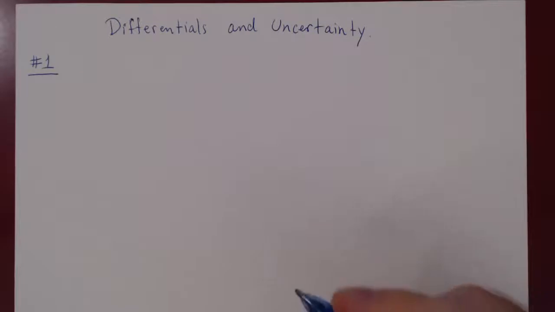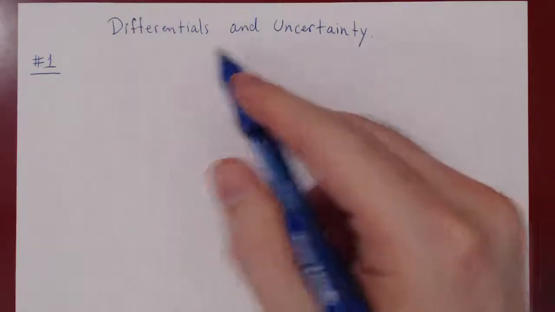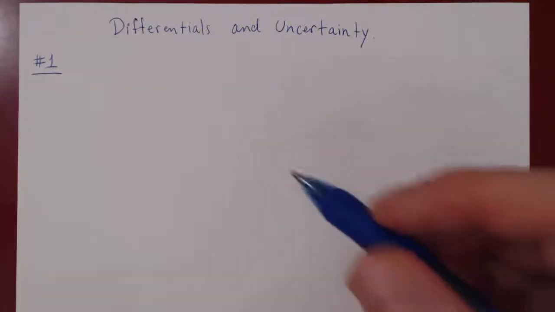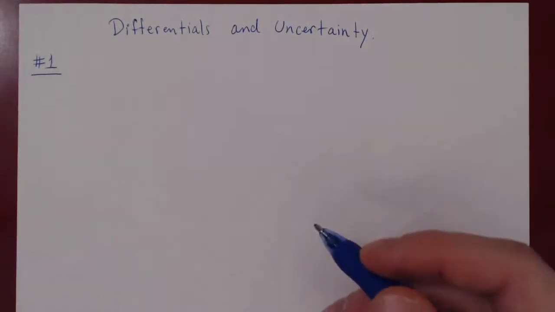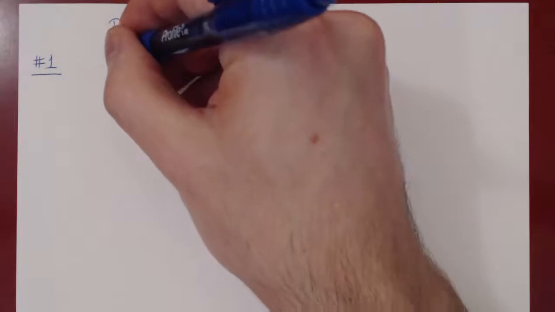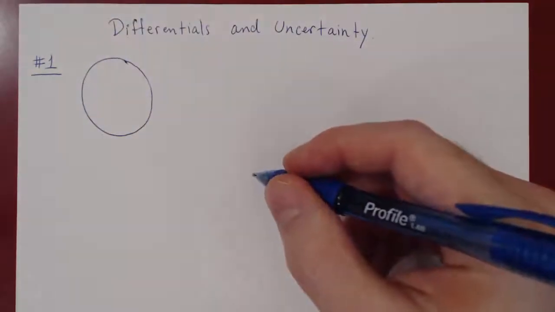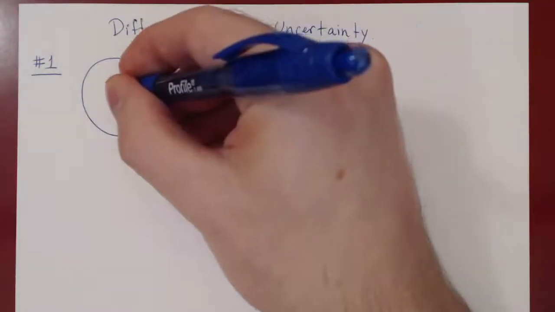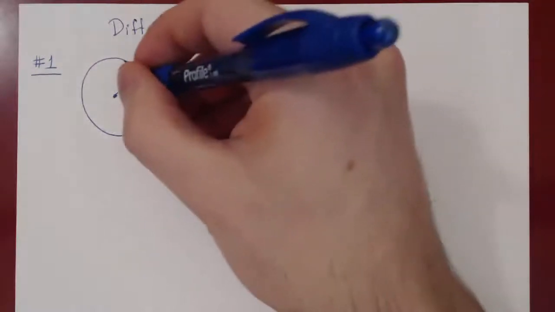Okay, so in this video, we want to consider an application of differentials to measurements and uncertainty calculations. We'll look at 3 problems, and you'll see that in each problem, the idea is the same. Suppose that we have in our first problem a circle. And suppose that we have measured the radius of the circle with uncertainty. And suppose that we have r, the radius.